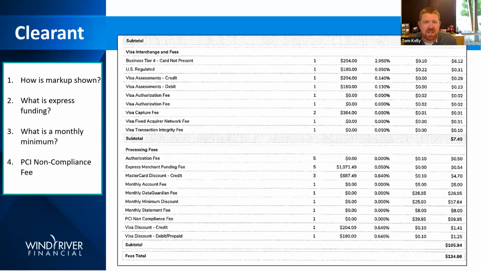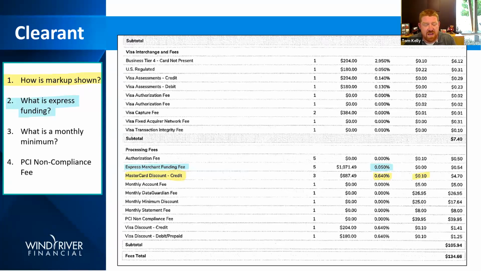Clearant is another processor. This is a statement, and again, a lot of folks sell under the Clearant umbrella as well. The markup is shown here, where they put their assessment above card brand fees of 64 basis points, or 0.64%. They also show their per transaction cost on that same line item. Where some folks break that out as the assessment here and the per item here, they're including it in one line item.